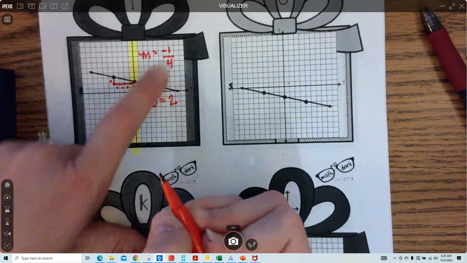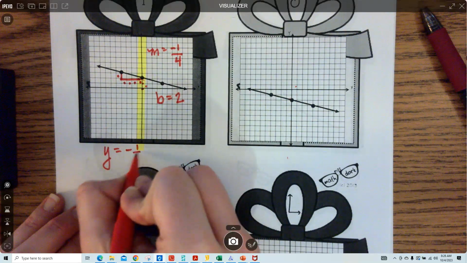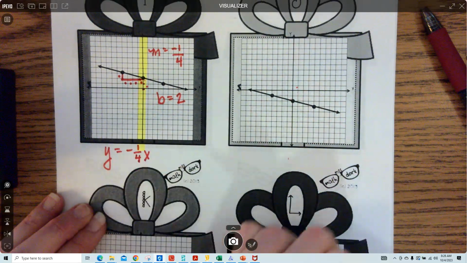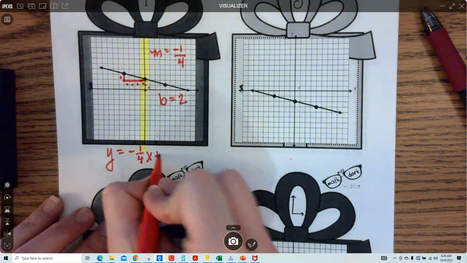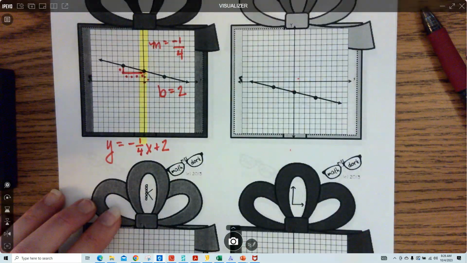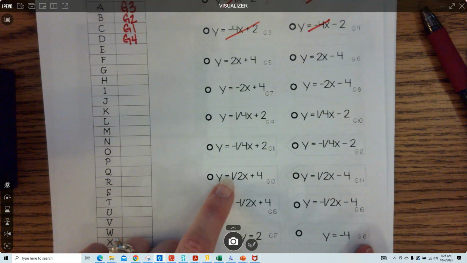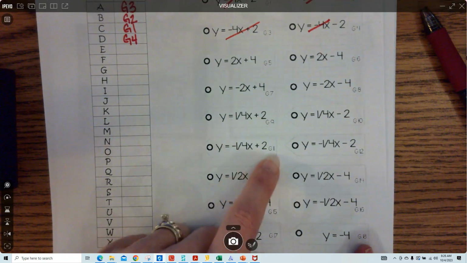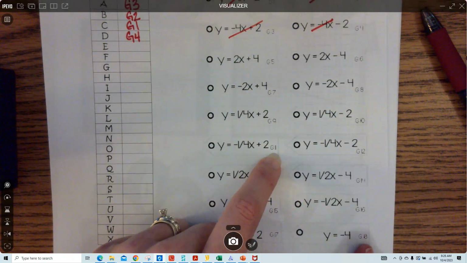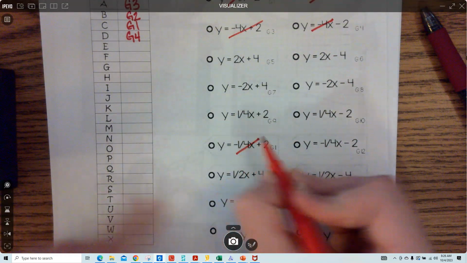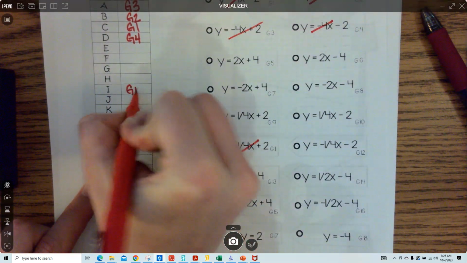So y equals, slope comes first, tack on the x, and then the y-intercept. So I, it's -1/4 x plus 2. I know it looks weird. It's G11. So I, make sure you're on I.